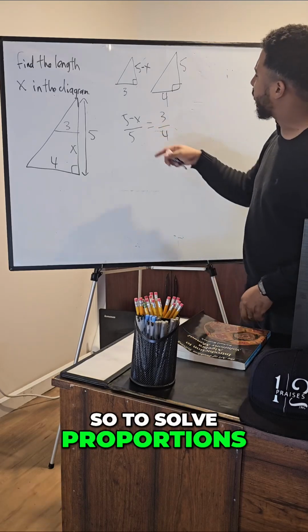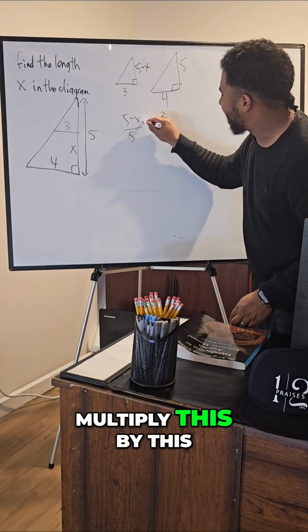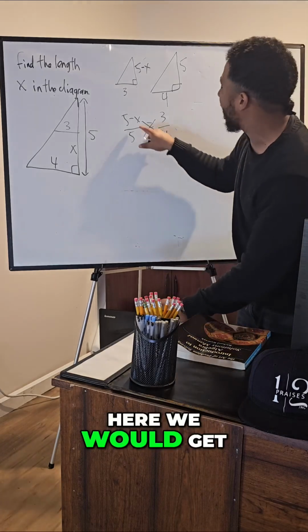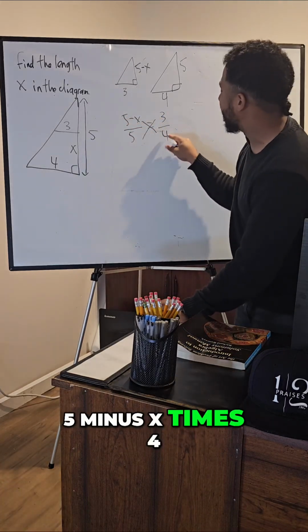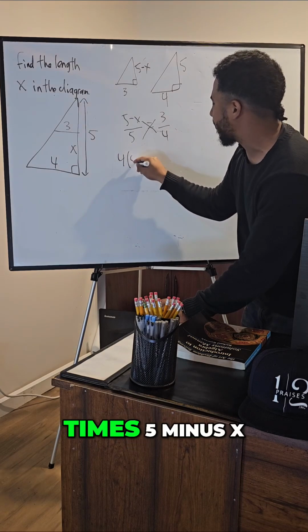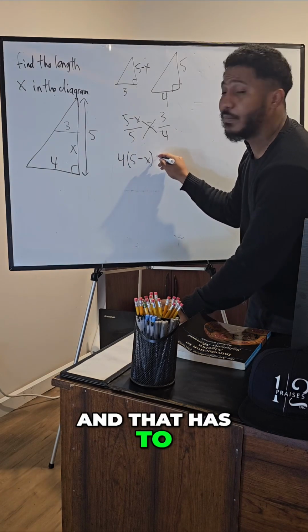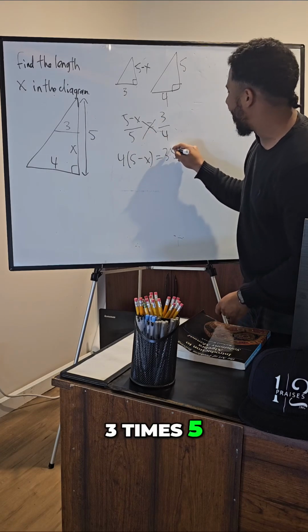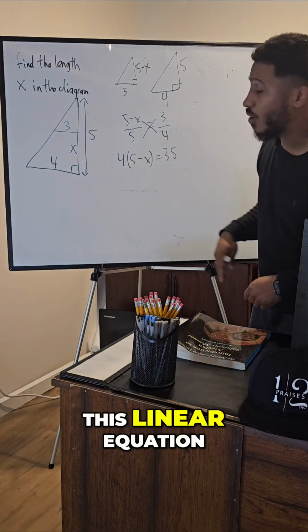So to solve proportions, what we do is multiply this by this, and we call that cross multiplying, okay? So let's do it. Here we would get 5 minus x times 4. Let's write it as 4 times 5 minus x, okay? And that has to be equal to 3 times 5. And now we're solving this linear equation.